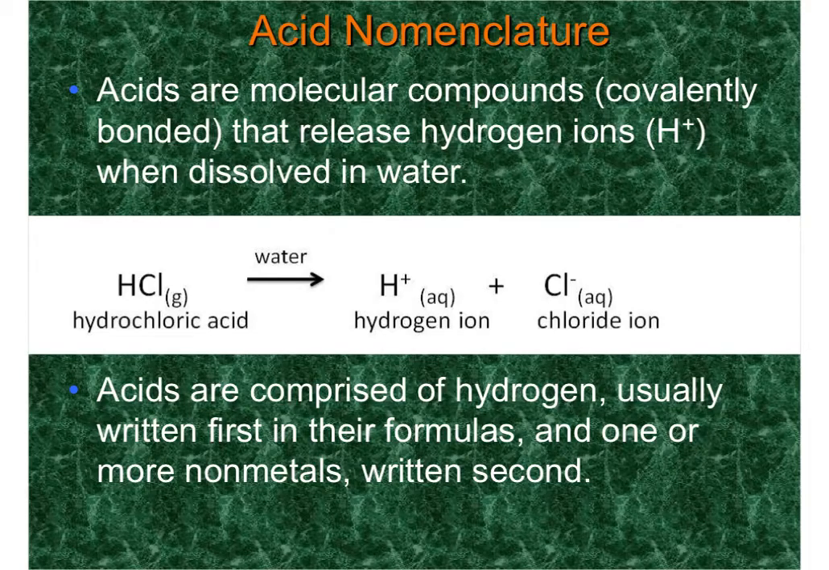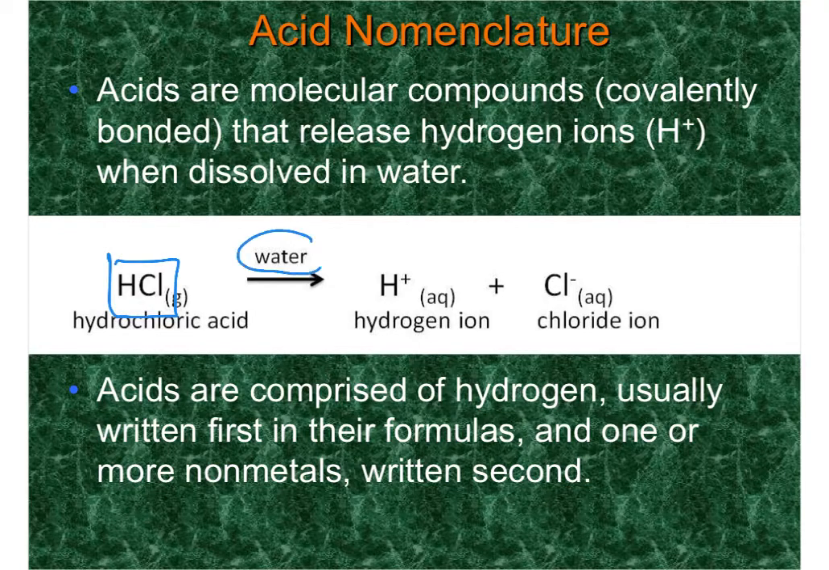This is a very brief video on naming acids. They have their own set of rules. So first I want to make clear that you know what an acid is. It is a covalently bonded compound, even though it ends up producing ions. It starts out as a covalently bonded compound.